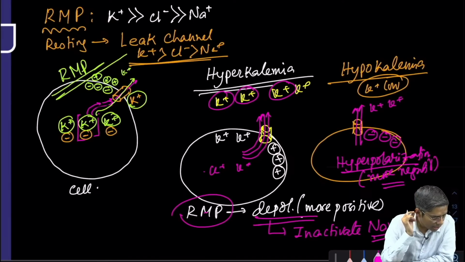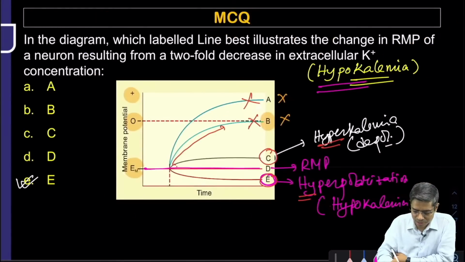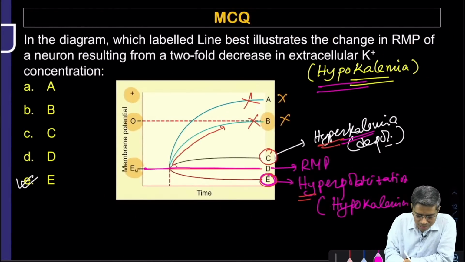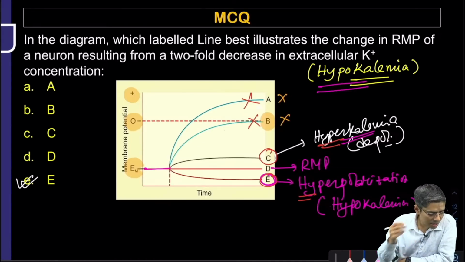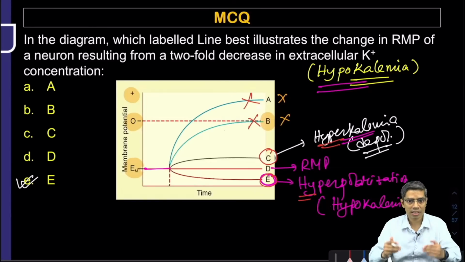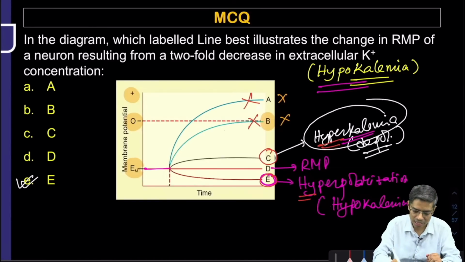In what condition will it be C? I told you C will be seen in case of the hyperkalemic condition, because what is C? Very good question. If you look at C, C is more positive than RMP. More positive than RMP means depolarization. Gradual depolarization of the resting membrane potential will be seen if there is hyperkalemia.